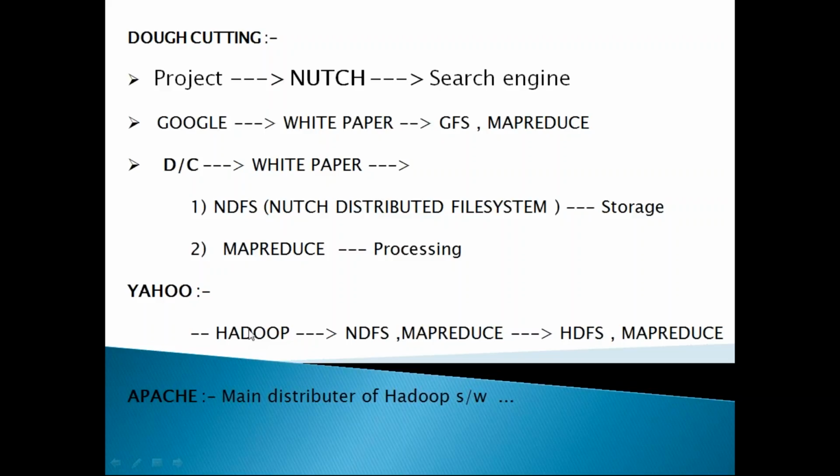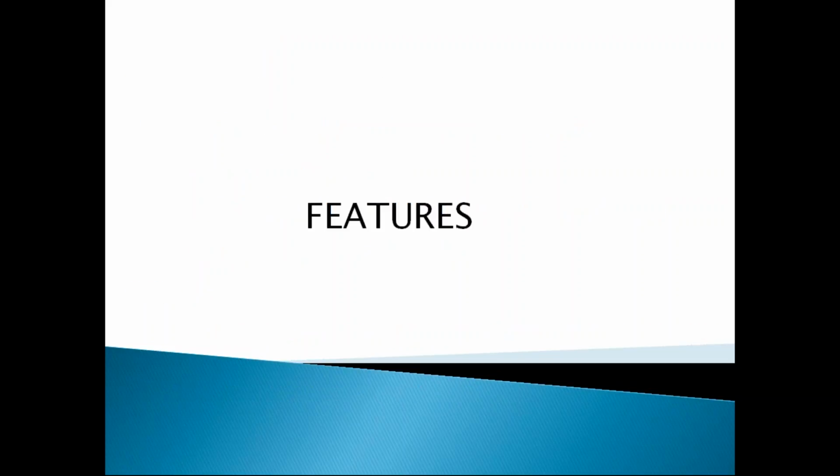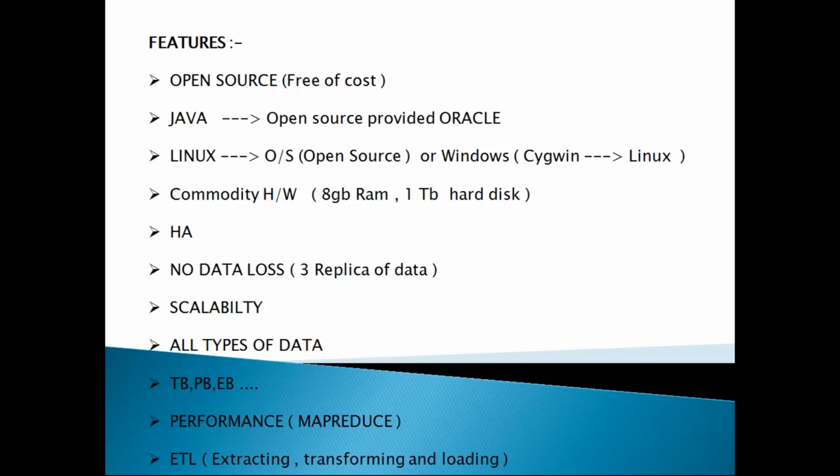We have some features of Hadoop. Why is Hadoop famous today? The first feature is that Hadoop is open source, free of cost. Anybody can download it and install their own cluster. It is also written in the Java language, about 95% Java. Again, Java is open source, provided by Oracle.